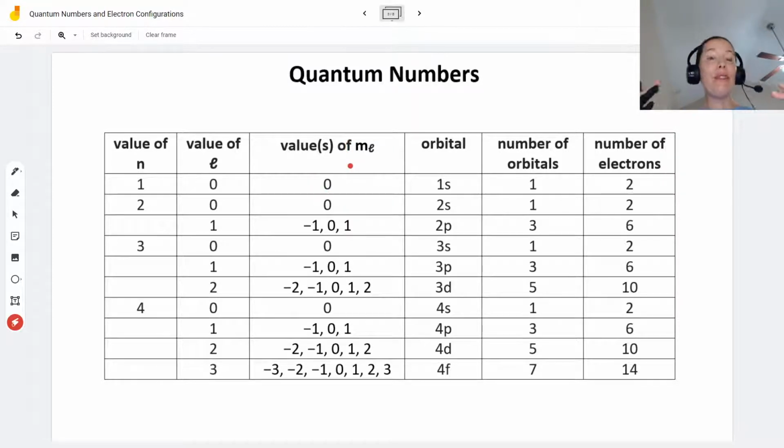Now, what this means physically in terms of what orbital you're dealing with, you are dealing with the s orbital, and its shape is a sphere.